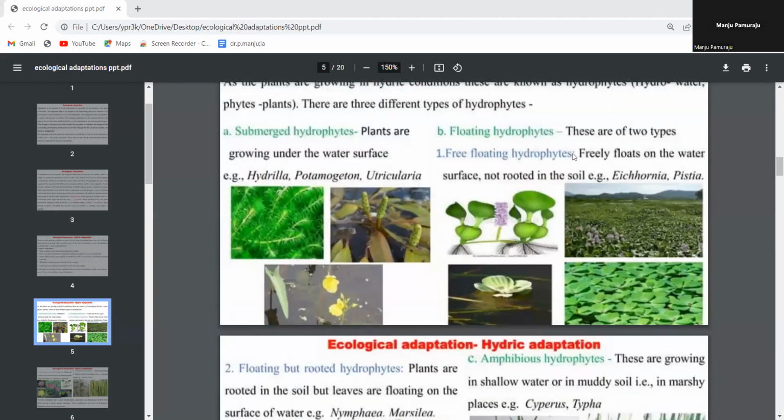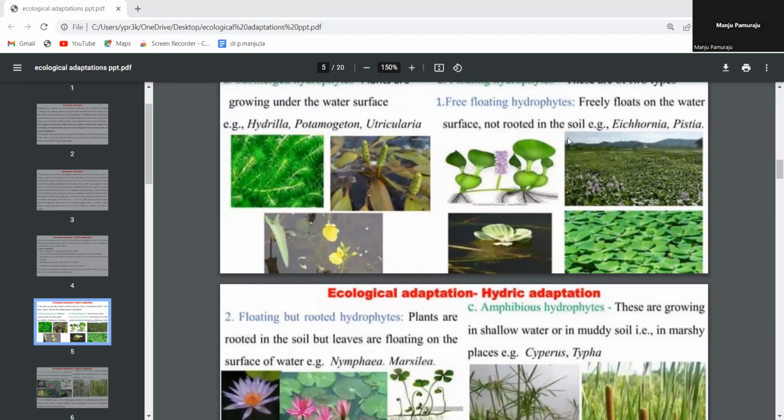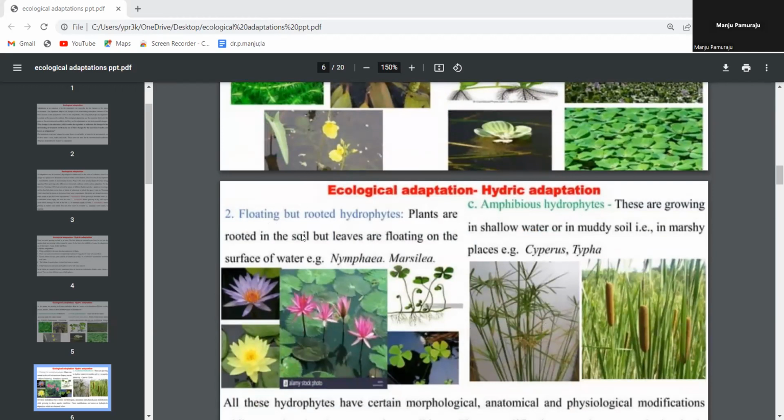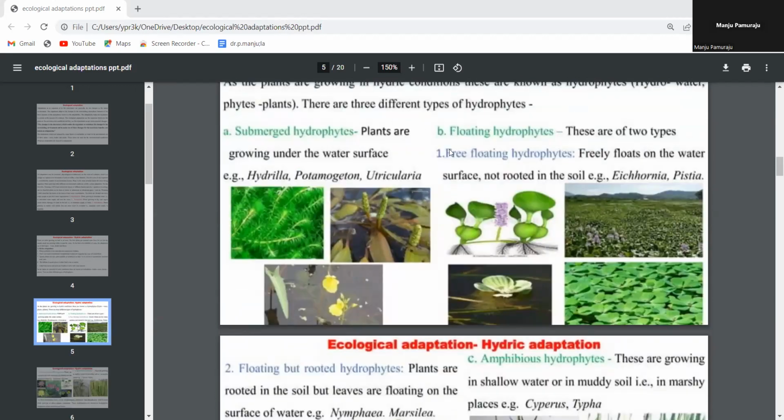Free floating hydrophytes float freely on the water surface and are not rooted. Roots are absent or reduced here, so they can float freely without roots, that is, roots are not present inside soil. Examples are Eichhornia and Pistia. But in floating but rooted hydrophytes, the plants are rooted in the soil, but the leaves are floating on the surface of the water. Examples are Nymphaea and Marsilea.